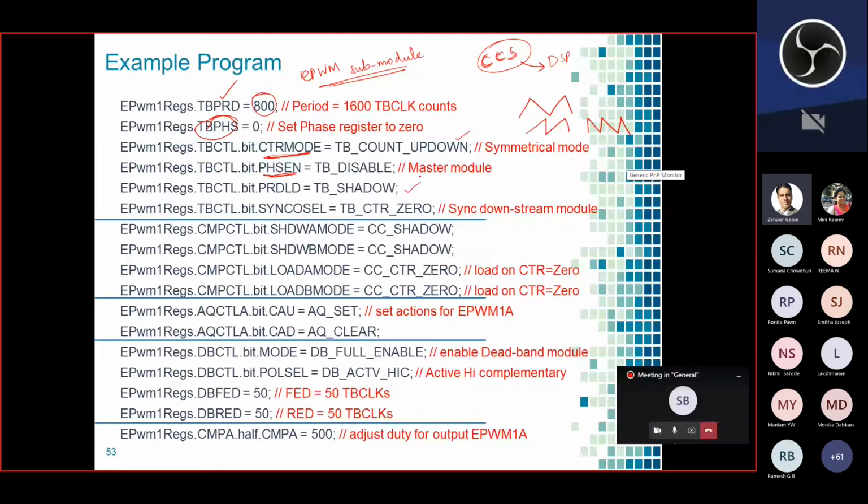Here shadowing, we generally avoid this shadowing, but it is set by default. And then synchronizing the downstream module, that is EPWM module 1 with EPWM module 2, when the counter is counting 0. You can synchronize at any point, like when the time base counter has the value of period, or at compare A, or at compare B. So you can synchronize at whatever point. You can have it at 0, or at period, or whichever way.